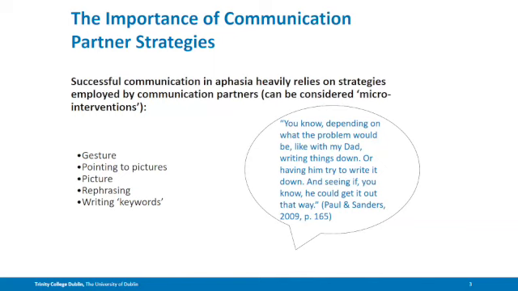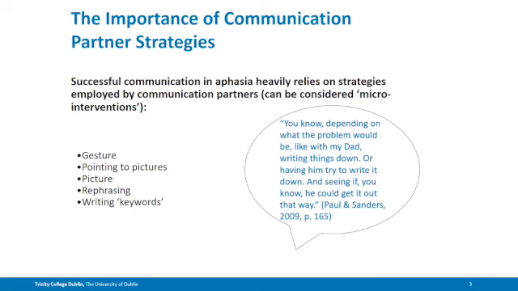Successful communication in aphasia heavily relies on strategies employed by communication partners. And Mirella already said that this is considered a micro-intervention. And this is usually done by the communication partner, which can be a family member or a caregiver that will use a strategy such as gesture, pointing to a picture, rephrasing, or even writing keywords.